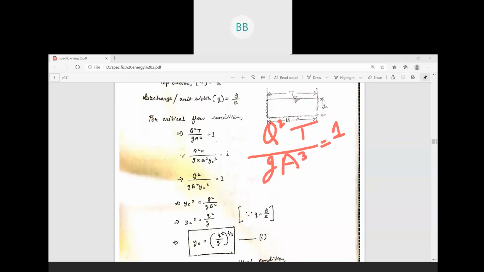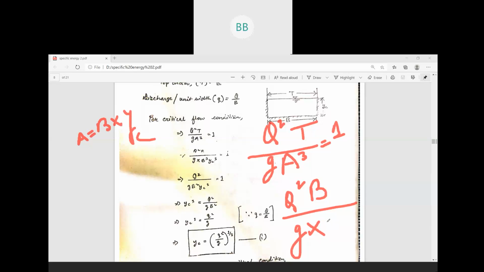Once you consider the critical flow condition, we have Q square T divided by g A cube equal to 1. Next, in place of top width T, we can write the bottom width B, so Q square B divided by g multiplied by area cubed. Area is width of the channel multiplied by YC, so in place of area we substitute B multiplied by YC. Then we have B cube multiplied by YC cube, is equal to 1.